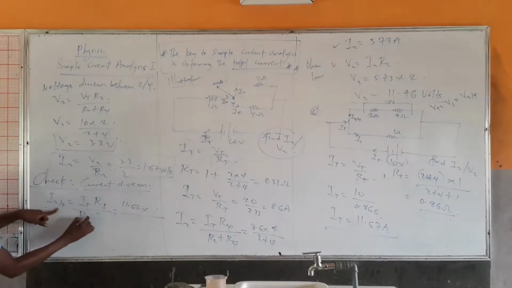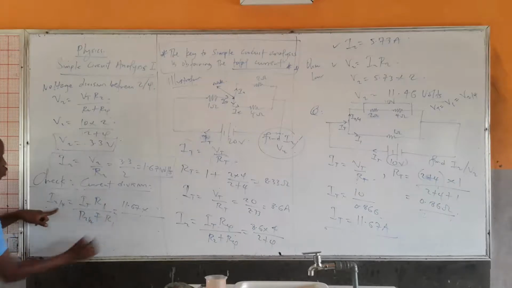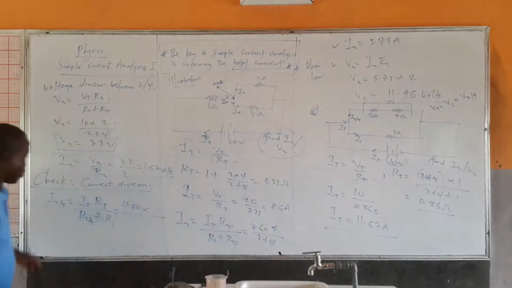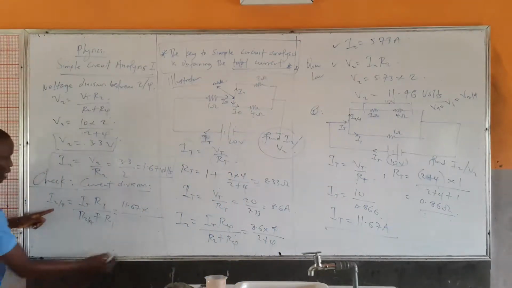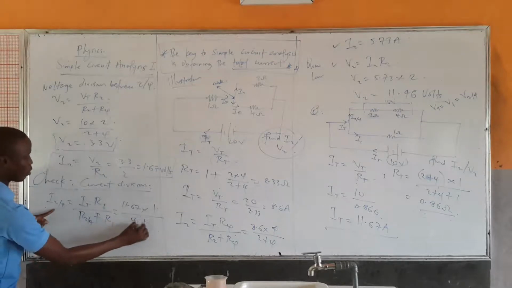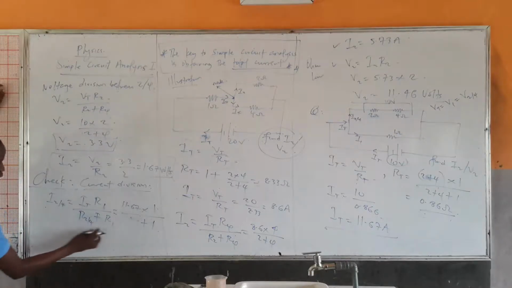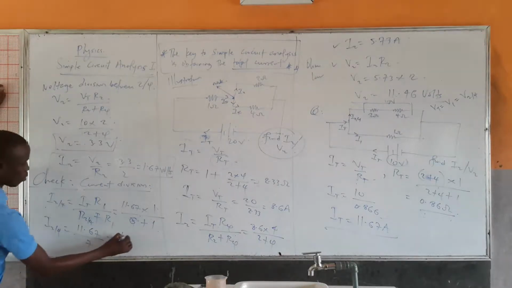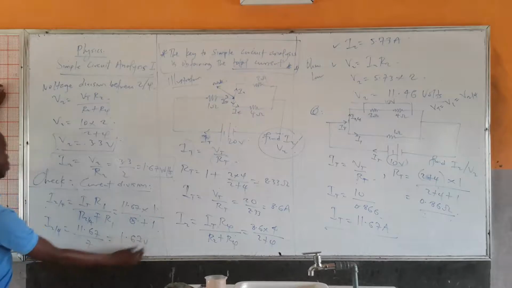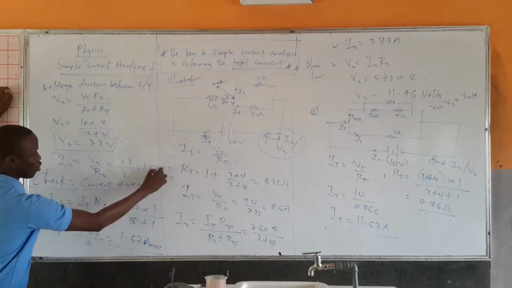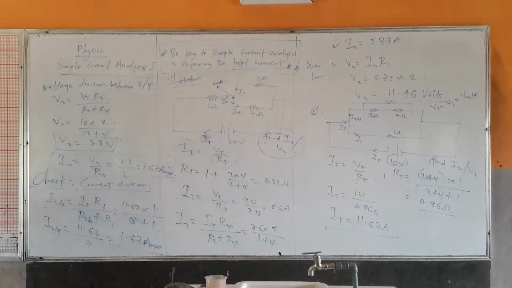Since we're having a division between R2 and R4 in series and R1, here we have 11.67 times 1 divided by 4 plus 1. So at the end of the day, what do we have? R2 and R4, 6, plus 1. I2 in series with 4 will now give me 11.67 divided by 7, and here you have 1.67 amps. That's the value of the current passing through I2 and I4.